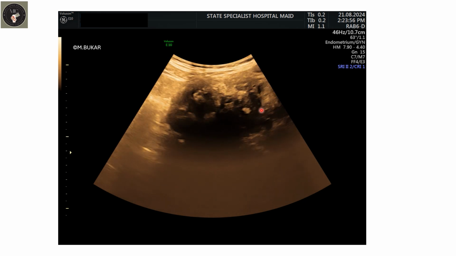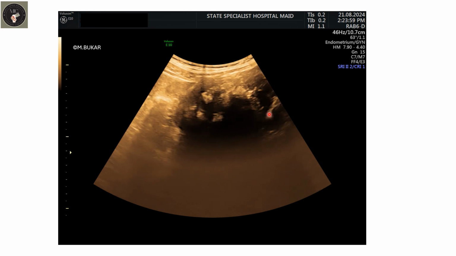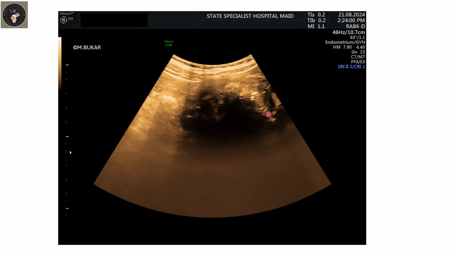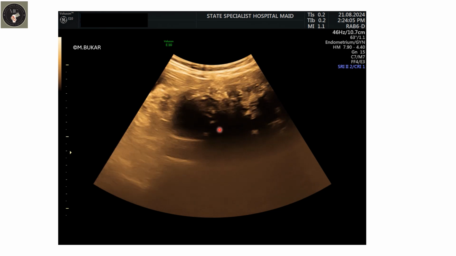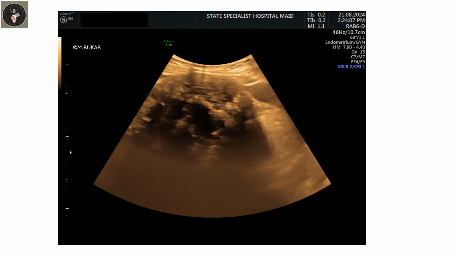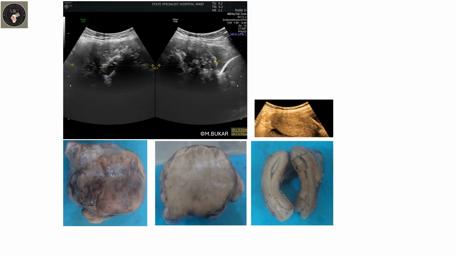What of broad ligament fibroid? Broad ligament fibroid is likely to be attached to the uterus. Here there is no attachment to the uterus. So you can see the still image. Because of the size, I couldn't measure it in a single plane, but I had to use split screen to measure. You can see the length is about 17 centimeters.